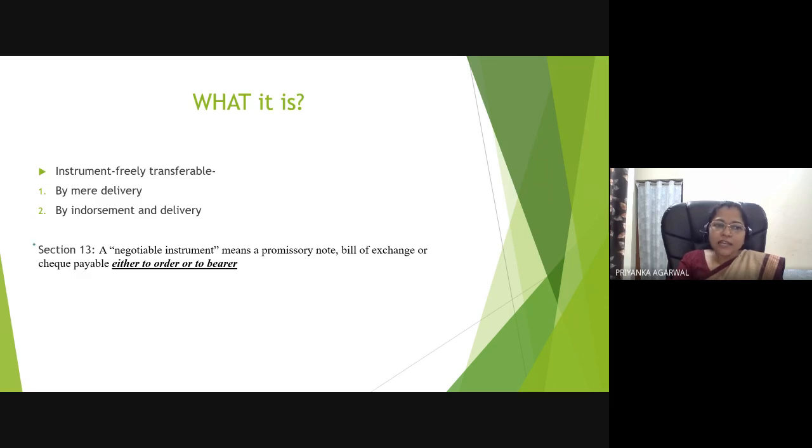So here we have to understand either to order or to a bearer. Suppose A is promising to pay Mr. B 1,000 rupees. Mr. B can either receive that amount from Mr. A or endorse it to C. Suppose he has some payable to C, then he can endorse it.